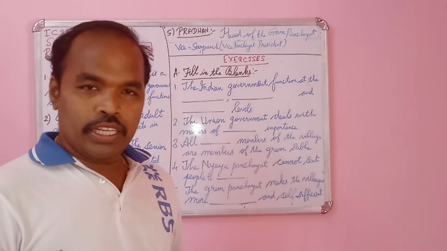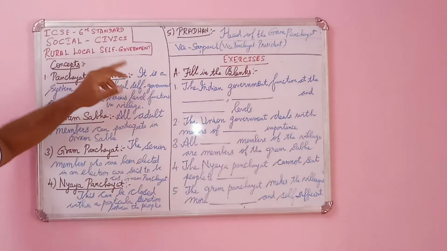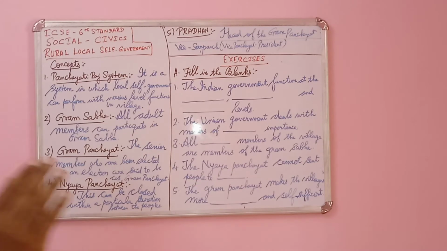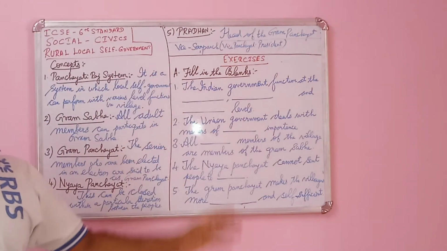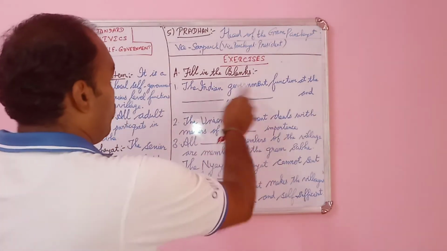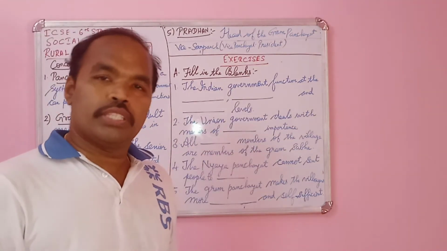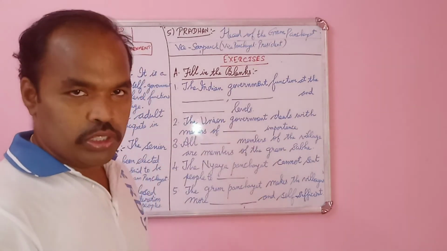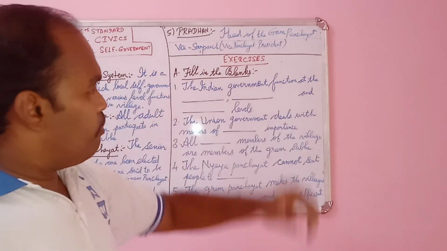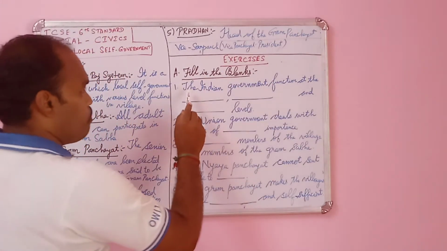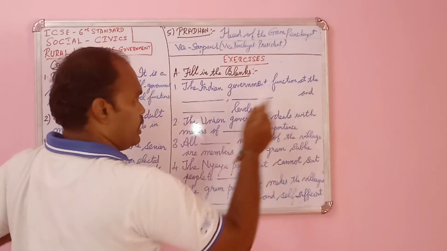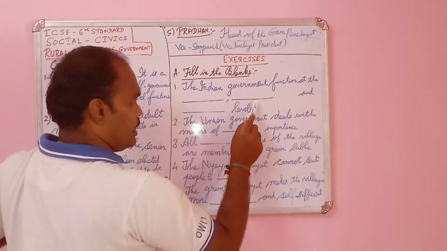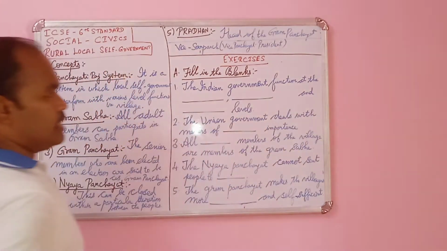That's about the concepts which have been studied in this rural local self-government. Next, in the exercise perspective, first we are going to see the fill in the blanks. In the fill in the blanks, first one: the Indian government functions at the dash, comma, dash and dash levels.